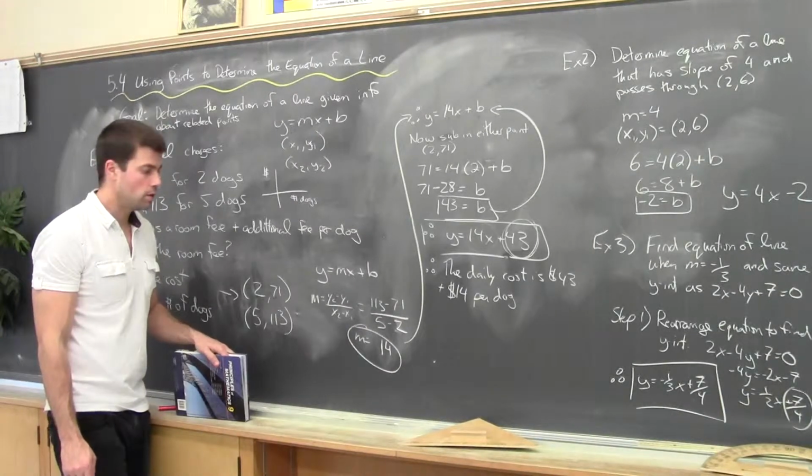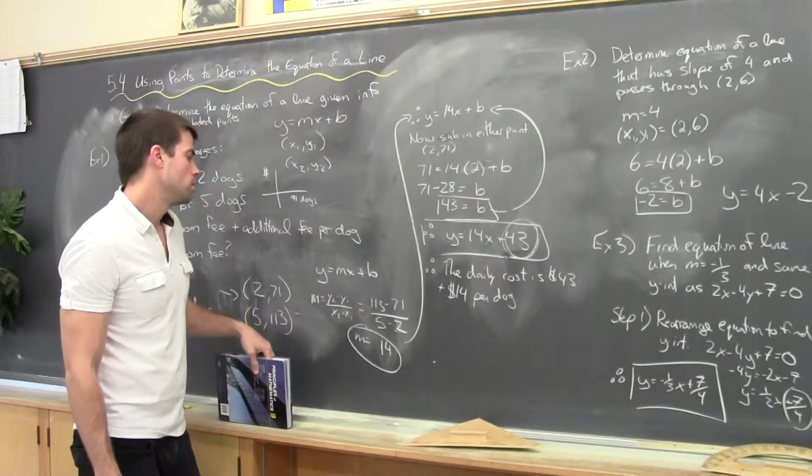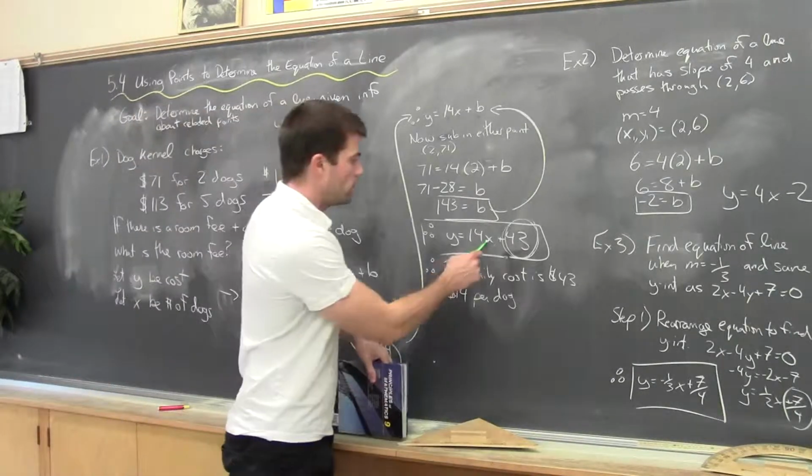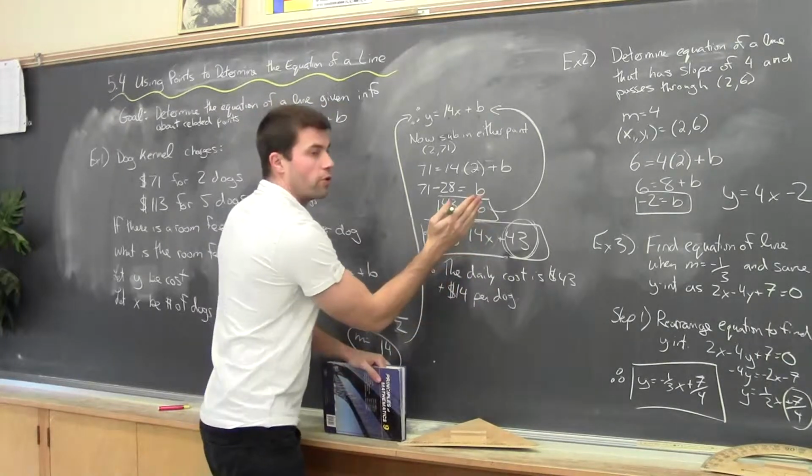Okay, so I found the slope here. What does the slope represent in this type of situation? It's the cost per dog.